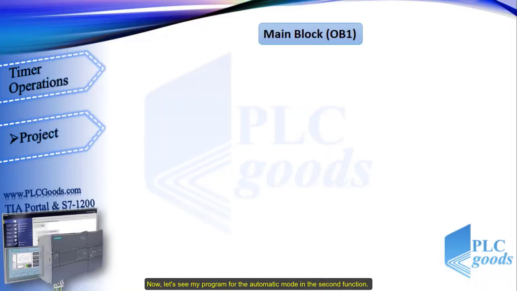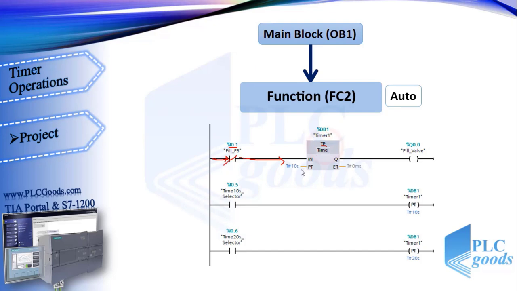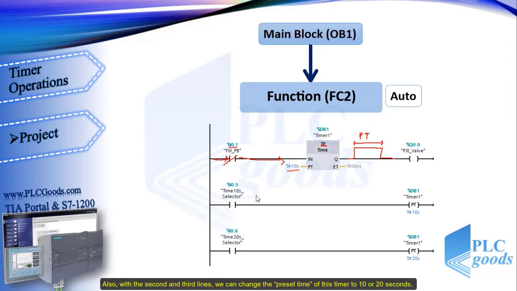Now let's see my program for the automatic mode in the second function. In the first line, when the fill push button is pressed, it activates this pulse timer with this preset time. So it turns the fill valve on for a specified amount of time. Also, with the second and third lines, we can change the preset time of this timer to 10 or 20 seconds.